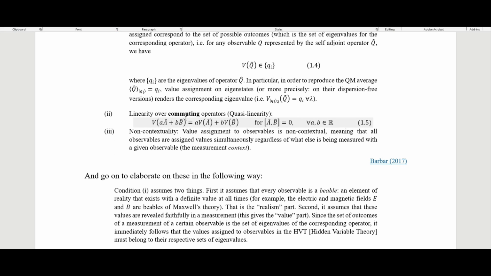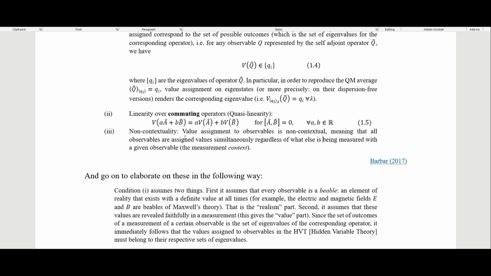So, linearity over commuting operators. Remember in the previous video, I talked about the von Neumann impossibility theorem, where he assumed that this could be true for non-commuting operators, but that was an assumption that he really wasn't allowed to make. So now we're going to talk about only commuting operators. The linearity over commuting operators, which they call quasi-linearity since it only works for commuting operators, is this. It's the same thing we talked about in the previous video, where the eigenvalue for these two operators added together is just equal to the addition of the two eigenvalues, when these are commuting, for all A and B that are members of the real numbers.